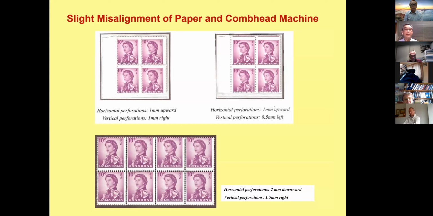You get this slight misalignment, so you can get some of these horizontal perforations going up a bit, and the right one would also go right a bit. Okay, and it can go, for example, a vertical perforation can go up 1 mm to the right or 0.5 mm to the left, and also you can get different sorts. So it seems that there seem to be things to guide the sheet to go into the perforation machine.